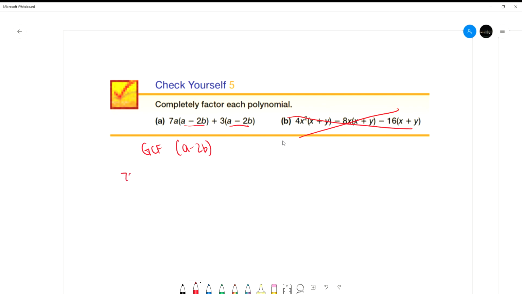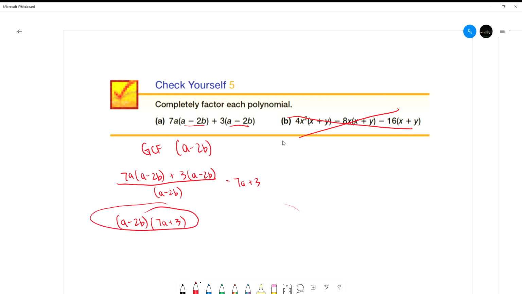So now we do 7A times A minus 2B, plus 3 times A minus 2B, and we divide it by A minus 2B. What do we get in the first? You get 7A, and then in the second group here is plus 3, right? So that means our answer is A minus 2B times 7A plus 3. And this is our final answer.